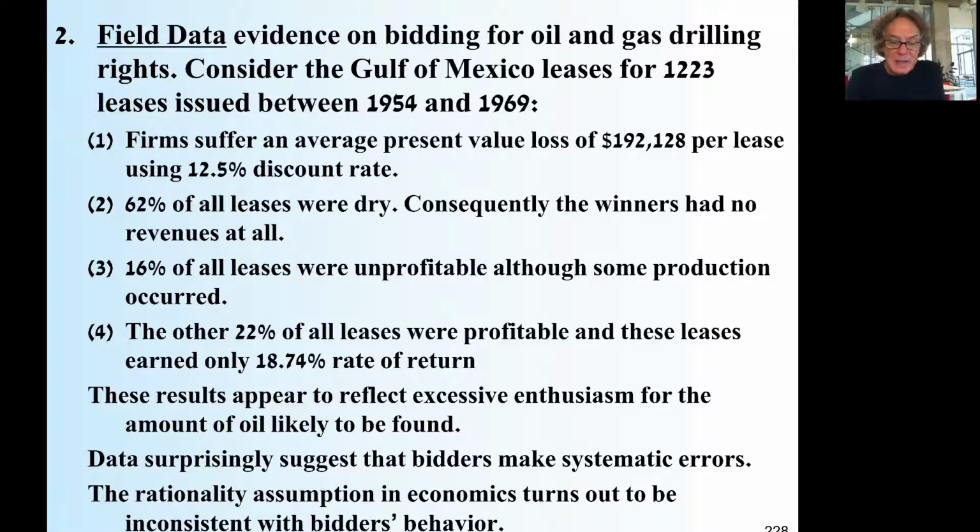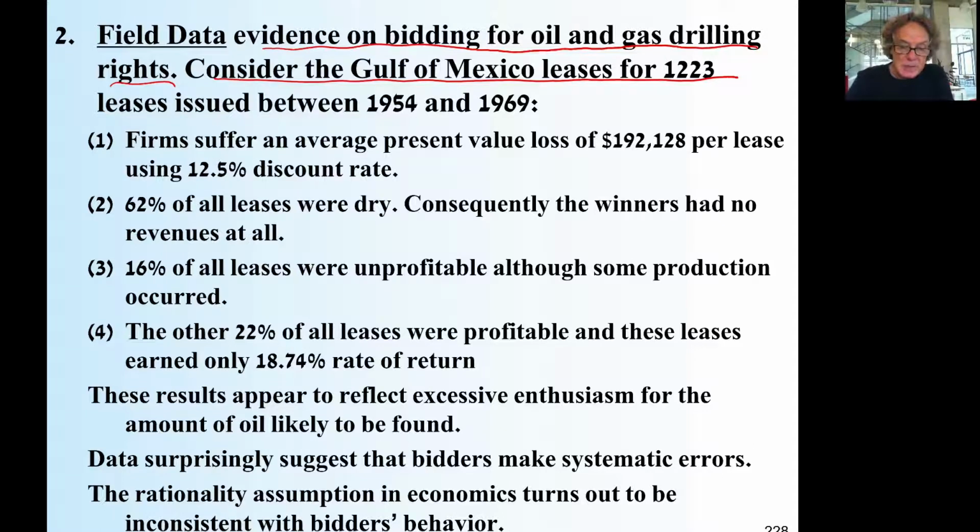Field data. This is experiment one. Field data: evidence on bidding for oil and gas drilling rights. Consider the Gulf of Mexico leases of 1,223 leases issued between 1954 and 1969. So there were 1,223 auctions during these years for different tracts of oil.